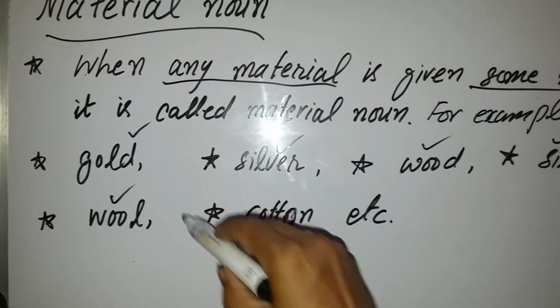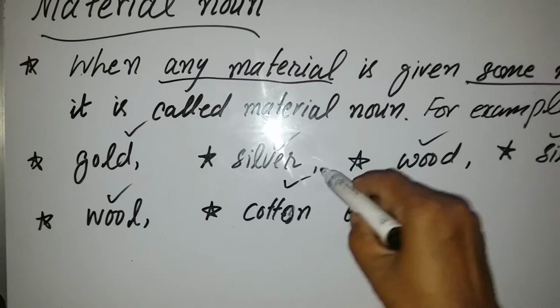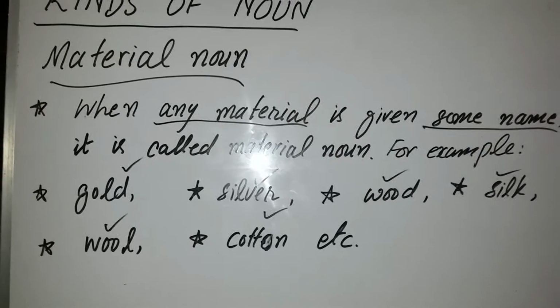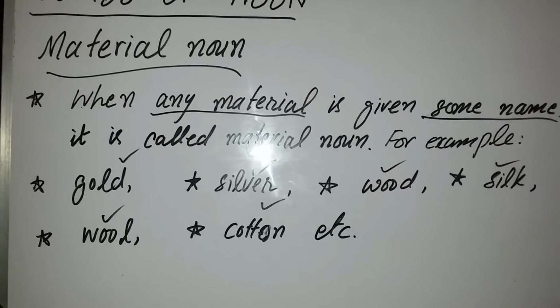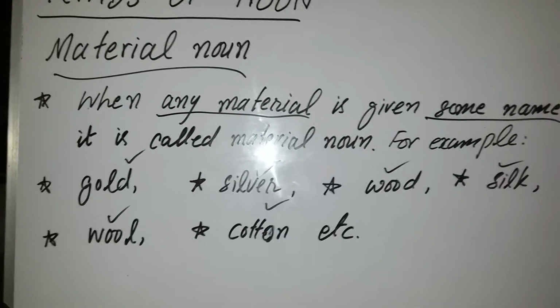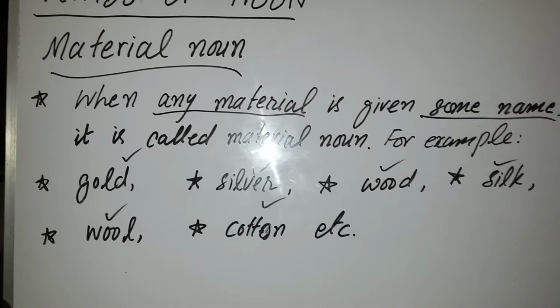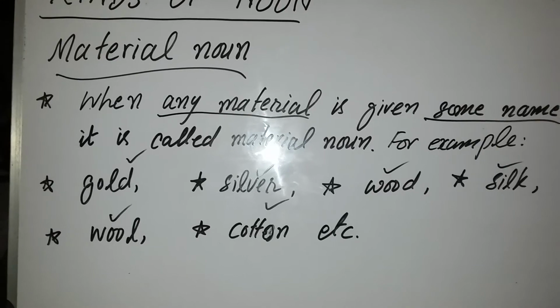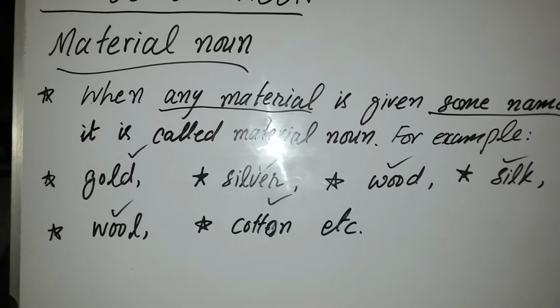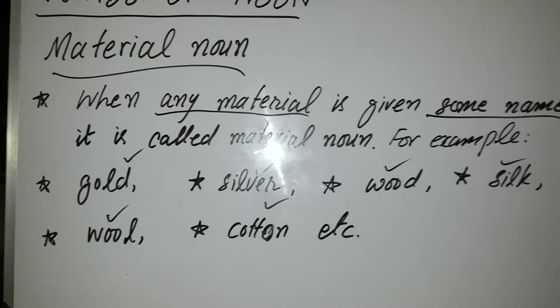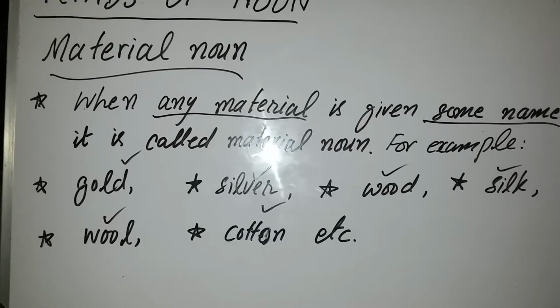Similarly, wool, it is a material. Cotton, it is also a material, so we have given them the names silk, wool and cotton, so these are all material nouns. Material noun, when we give any material a name, it is called material noun. Gold, silver, wood, silk, wool, cotton, etc. These are all materials, so they will be called material nouns.